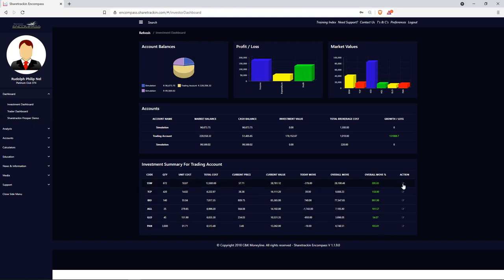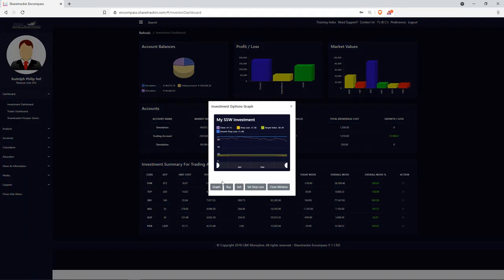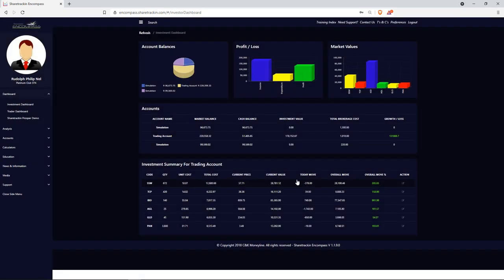Again, the action is basically where you're going to go and set up your stop losses. You can view your graph from here. This is the small graph it gives you. You can buy extra shares from here. You can sell your shares. You can set your stop losses, and then if you close the window, it will go away.